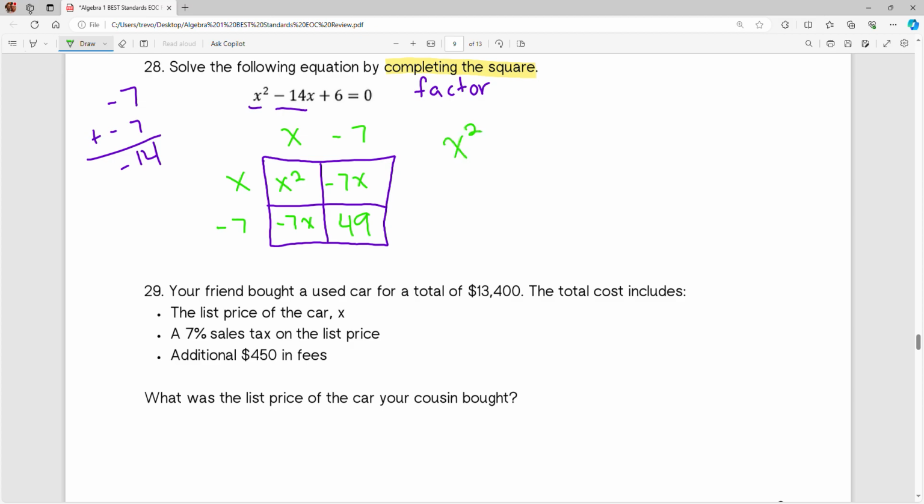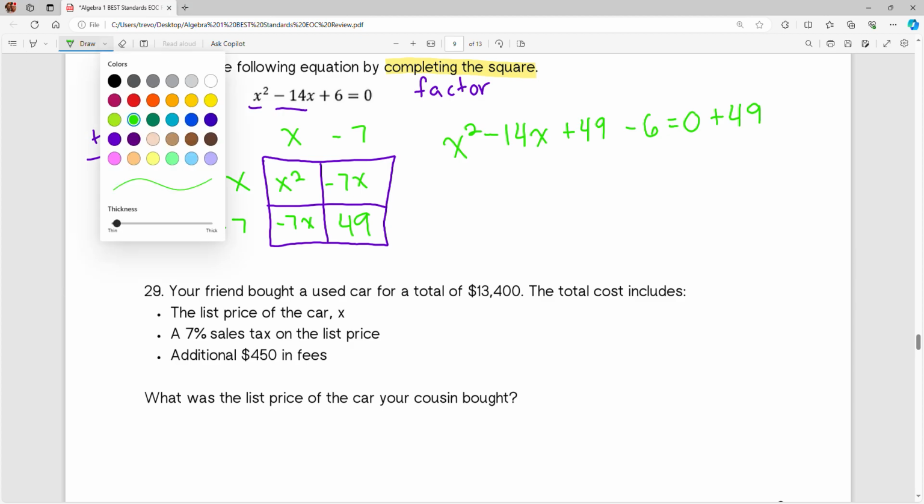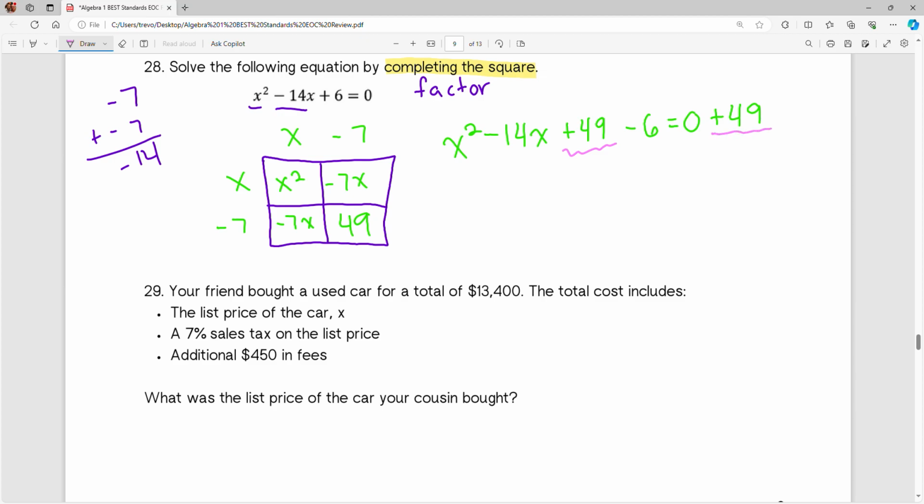So by completing the square, we get x squared minus 14x plus 49, I'm going to move out my minus 6 equals 0 plus 49. And I put in those plus 49 right here and right here because of this 49 right here. So I added plus 49 to this side of the equal sign. And since I did that on this side of equals, I did it on this side of the equal sign as well.